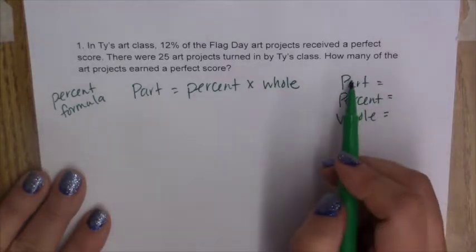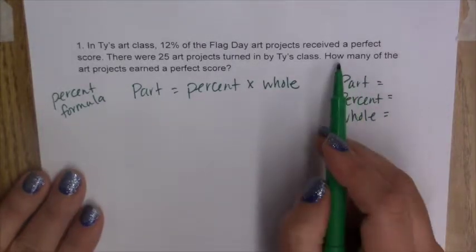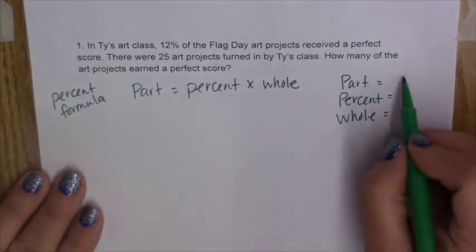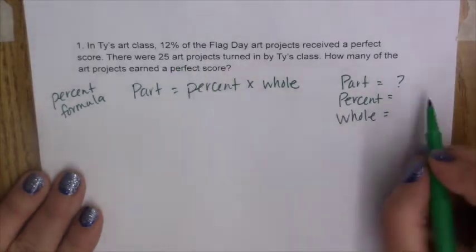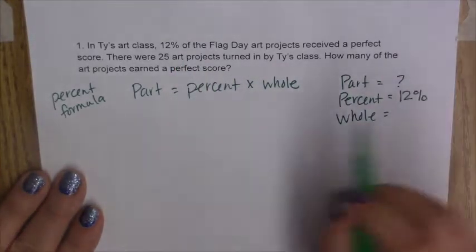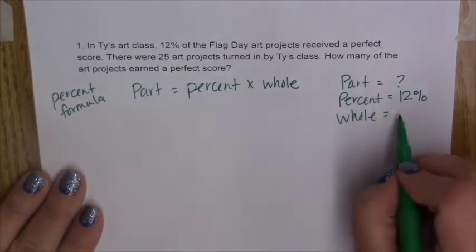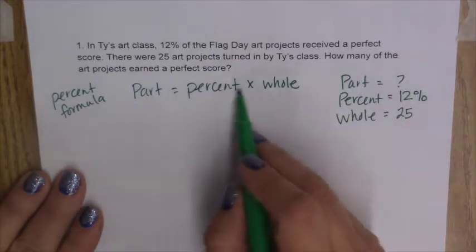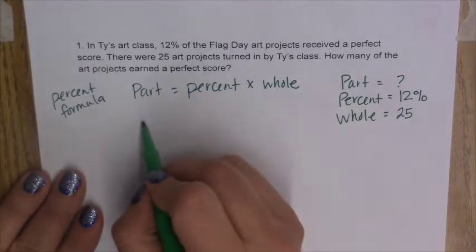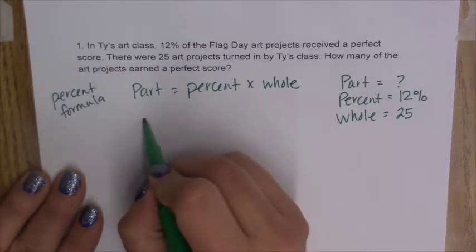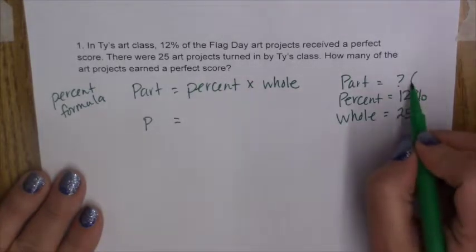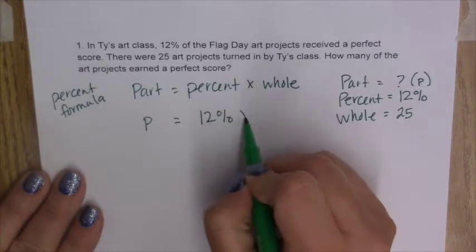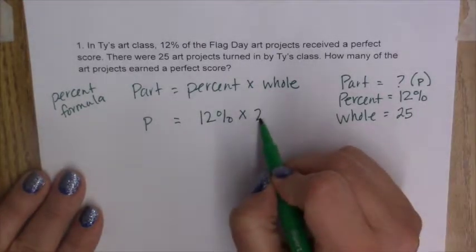All right, so our part, we don't know. It says how many of the art projects earned a perfect score. We do know that it was 12% of the class, and we know that in the class there were 25. So we're going to take these numbers and put them into our formula. So our part, which we don't know, let's put here that this was P. Our percent was 12% times our whole of 25.